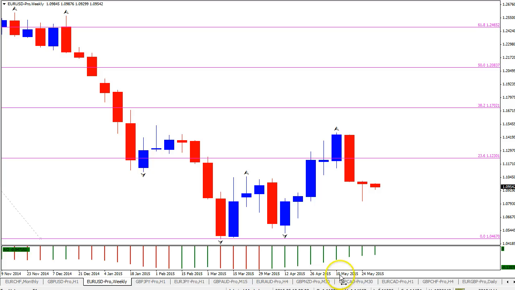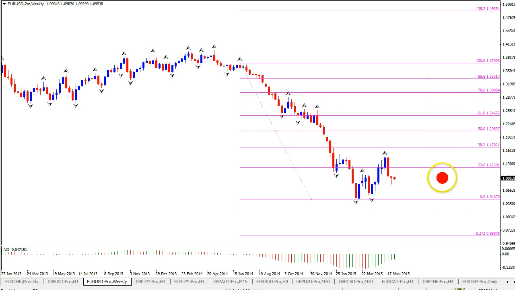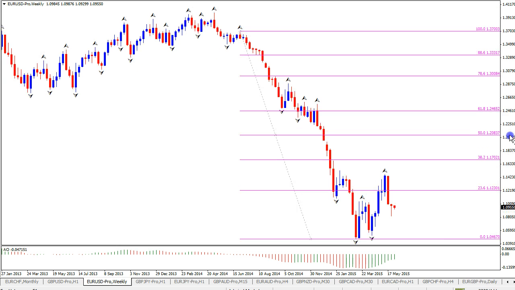When looking at the weekly chart, you can see a bit better why I use this swing high, swing low from here. Sorry, 117 is the 38.2 fib, and I would expect price to continue with its downtrend down to parity and perhaps below. All right, so that is my primary analysis at the moment.